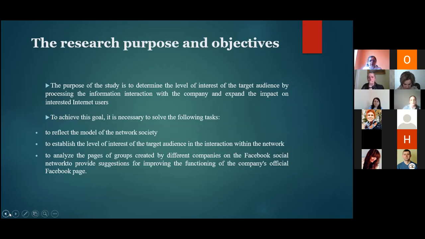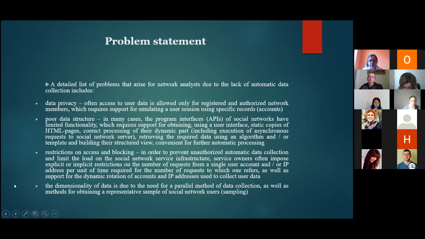Here we can see the purpose and objectives. And in the problem statement, we may refer that among the problems that arise for analyzing social networks, there is no less significant disadvantage of Facebook: the advertisement, which is becoming increasingly intrusive. An advantage is verification. By following the link, a user will not get a virus on his PC.